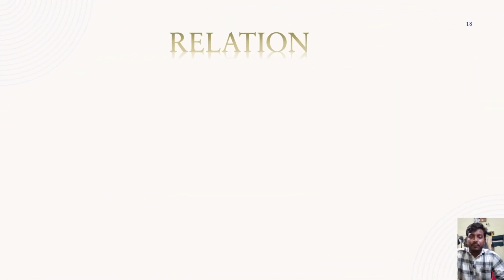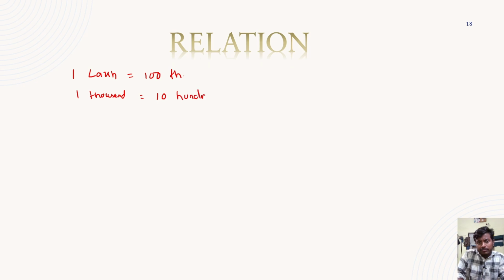Okay, next question. Now we know the relation between the Indian and the international system. So first remember 1 lakh equal to 100,000 and 1,000 equal to 10,100. Then 1 crore equal to 10 million. 1 million equal to 10 lakh.